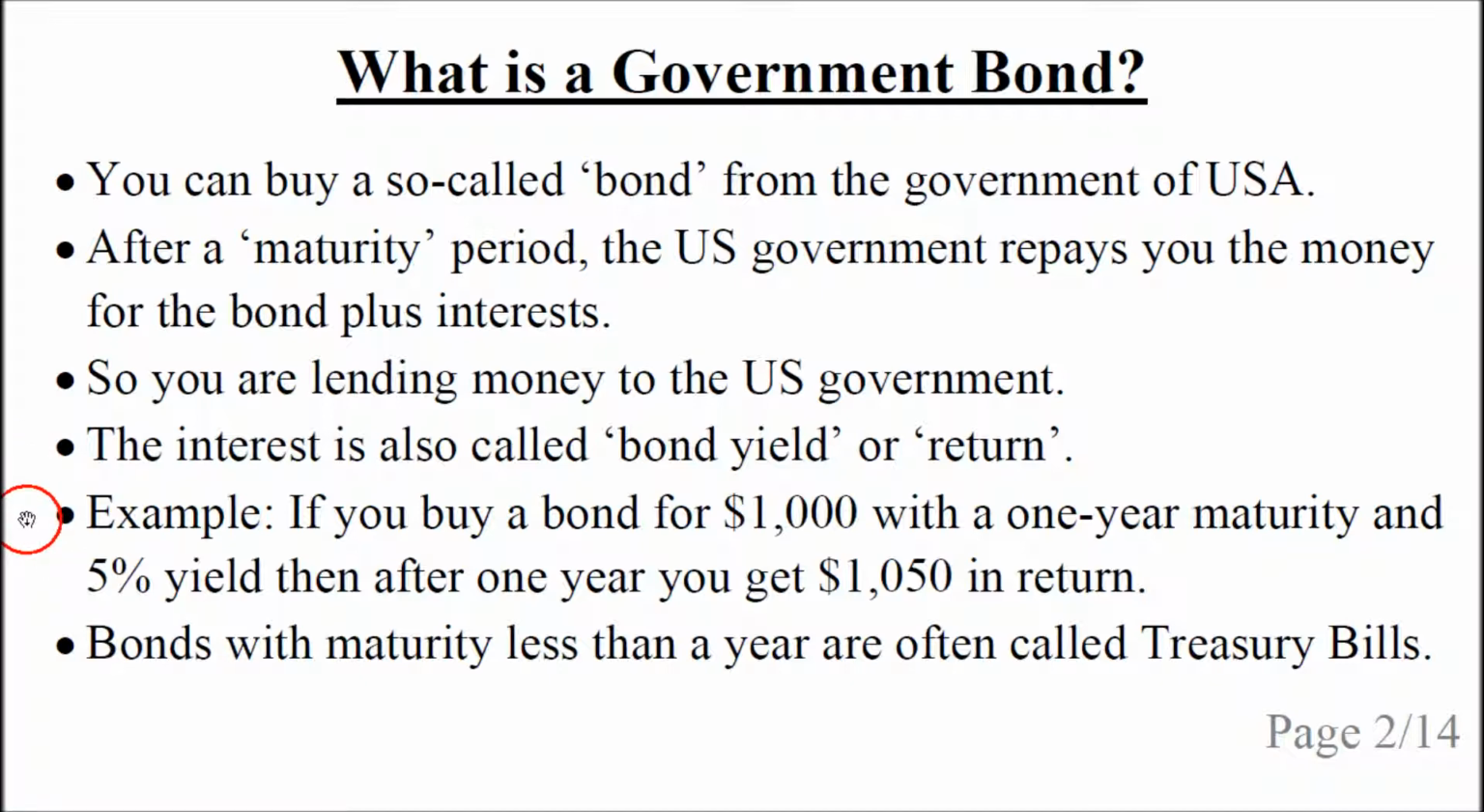For example, if you buy a bond for $1,000 with a 1-year maturity and 5% yield, then after 1 year you get $1,050 in return. This is the original $1,000 you invested plus $50 in interest. Bonds with maturity less than a year are often called treasury bills, but I will just call them bonds.